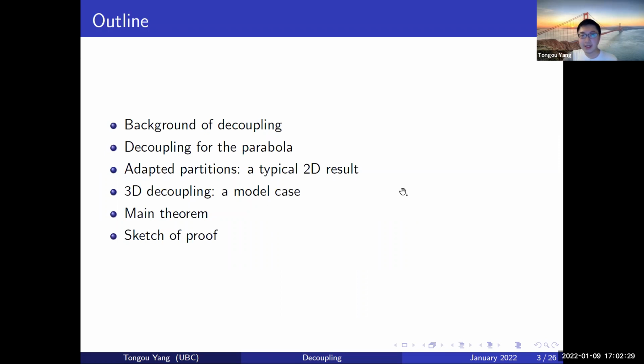The outline for the talk is as follows. We first talk about the background of decoupling, and then we talk about the most important case, which is Bourgain-Demeter decoupling for the standard parabola. And then we move on to generalize the partitions according to each different phase function and give a typical 2D result, which is part of my previous work. And then we move on to 3D to talk about a model case, and then we state our main theorem for this talk, and then we give a very brief sketch of the proof.